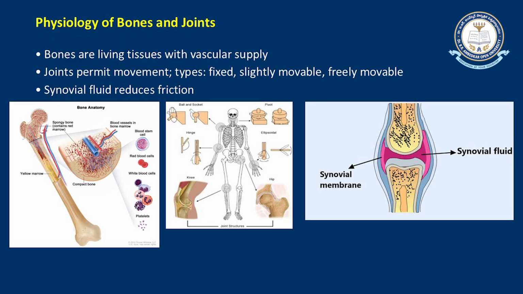So this is the photo I would like to show. If you could see this, the joint is filled with, in the example I am showing here in pink color, the synovial fluid, and it is enclosed in a synovial membrane. That is how the two bones are fluidly moving and helping us in making that movement.